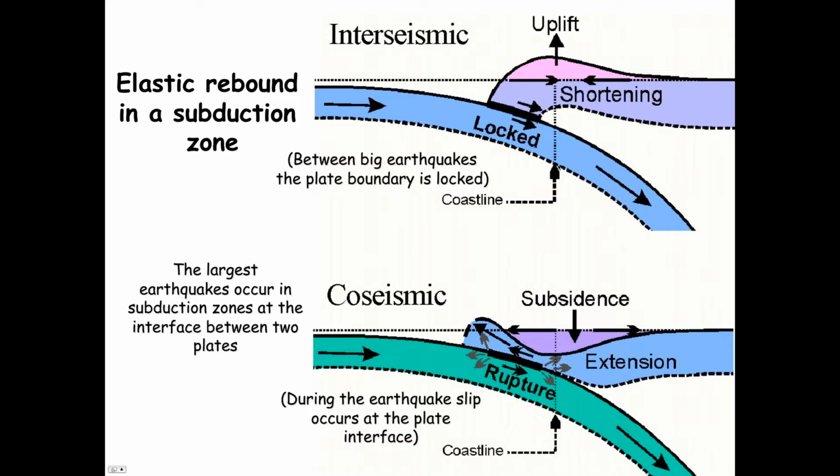is locked, it will drag the coastline in the direction of the subducting plate. And when it ruptures, then that will reverse. And you'd see patterns of uplift and subsidence before and after the earthquake, or co-seismic with the earthquake.